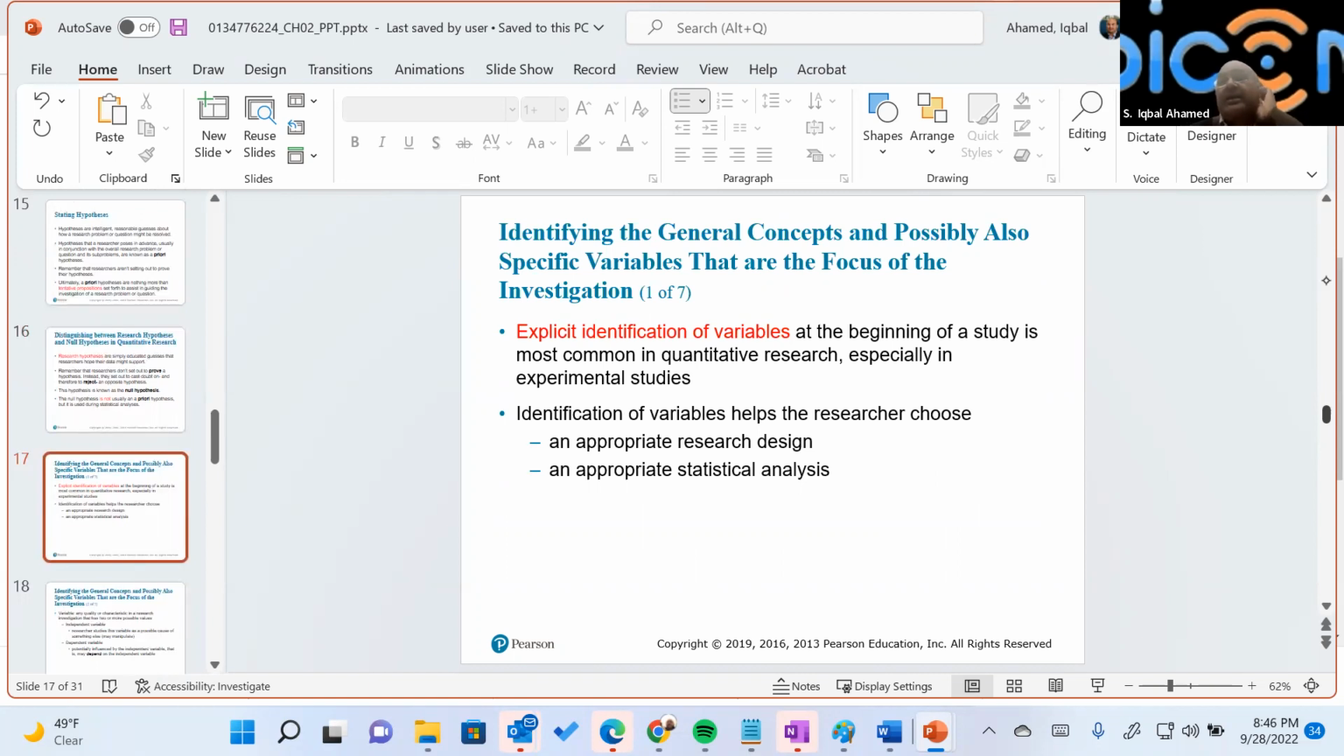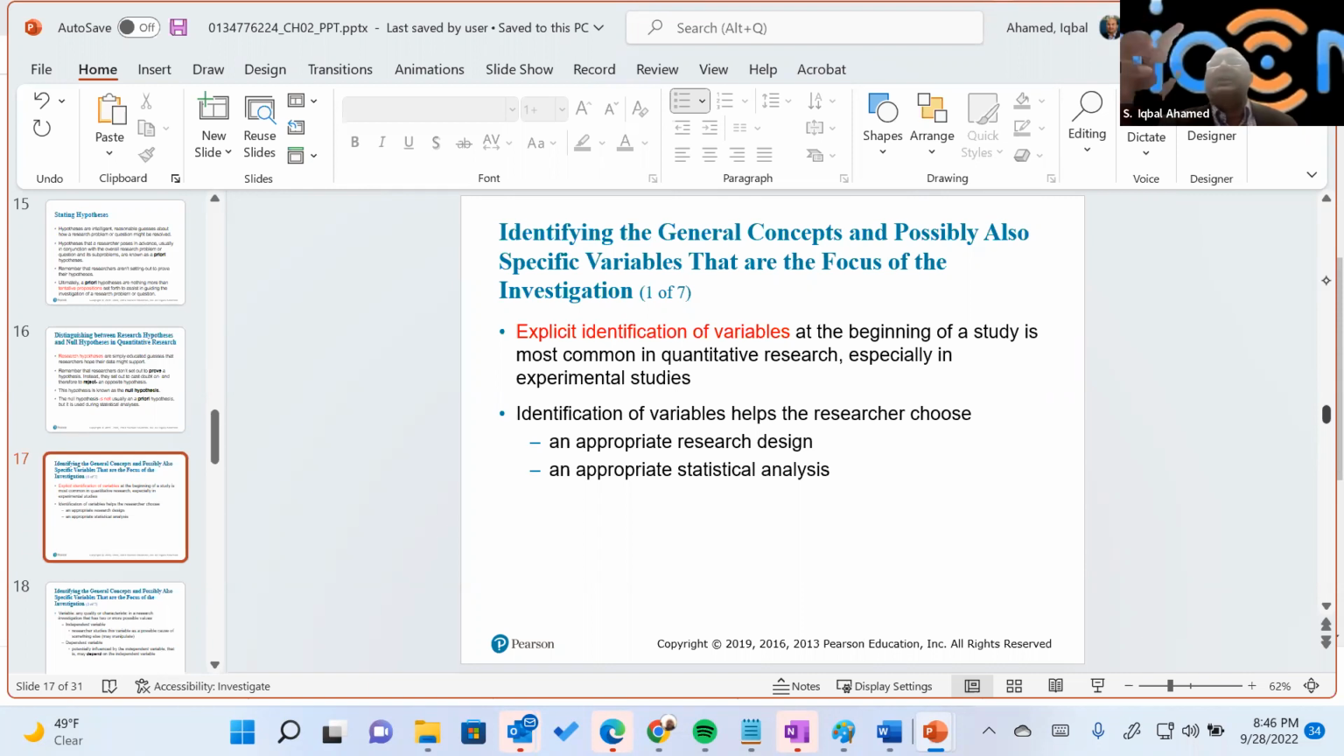So whenever you have those hypotheses, you have some concepts, and among those concepts you have variables, right? Those variables you can quantify or not. That's very important, right? If you try to understand the variables, try to quantify, and even identify them, that will help you for your research design.